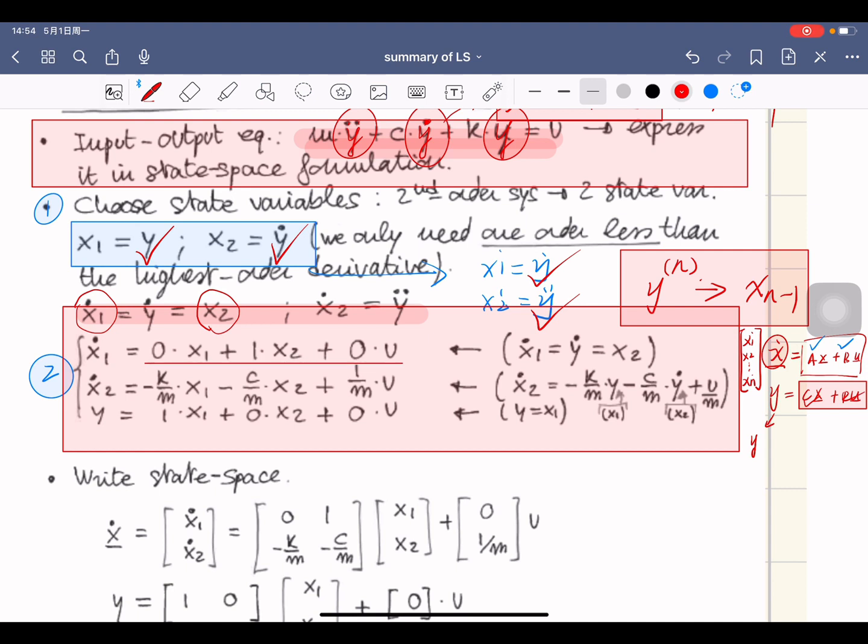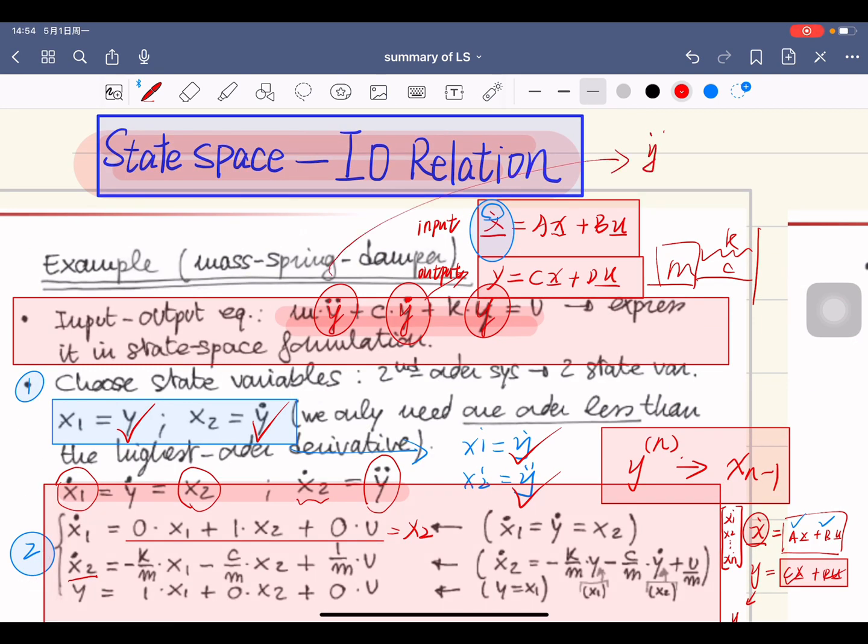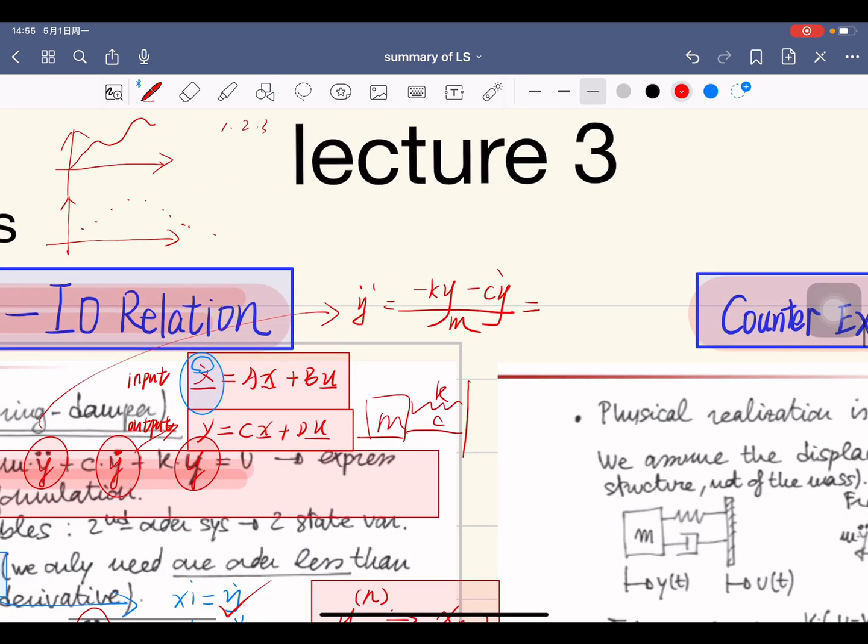S2 equals S2. How about S2 dot? Maybe you will say it equals Y dot dot, but not only Y dot dot; you can change the form. Y dot dot will equal minus KY minus CY dot over M. And Y dot will equal S1 dot, S2. So it will equal KY minus 2 KM, KM.